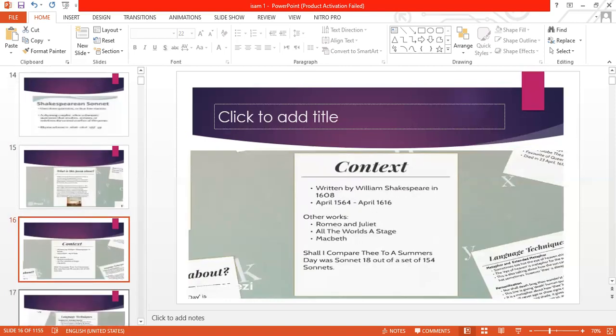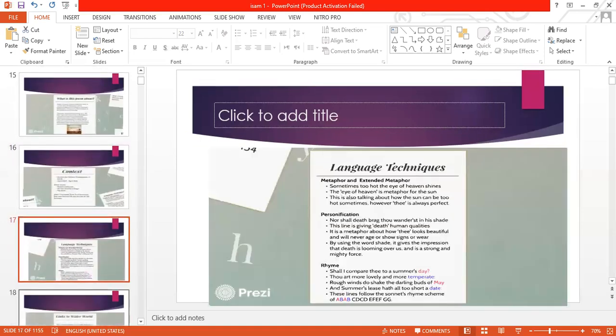Context سياق. It was written by William Shakespeare in 1608 بداية القرن السابع عشر. Of course, he was born in 1564, died 1616. He had other works: Romeo and Juliet, All the World's a Stage, Macbeth. Shall I Compare Thee to a Summer's Day was Sonnet 18، كان رقمها 18 out of a set of 154 sonnets، من 154 سونيتا. إذا هذه كانت رقم 18. ممكن احنا كمان نحضر محاضرات ويليام شكسبير نتعرف على أعماله الشعرية والمسرحية على القناة.